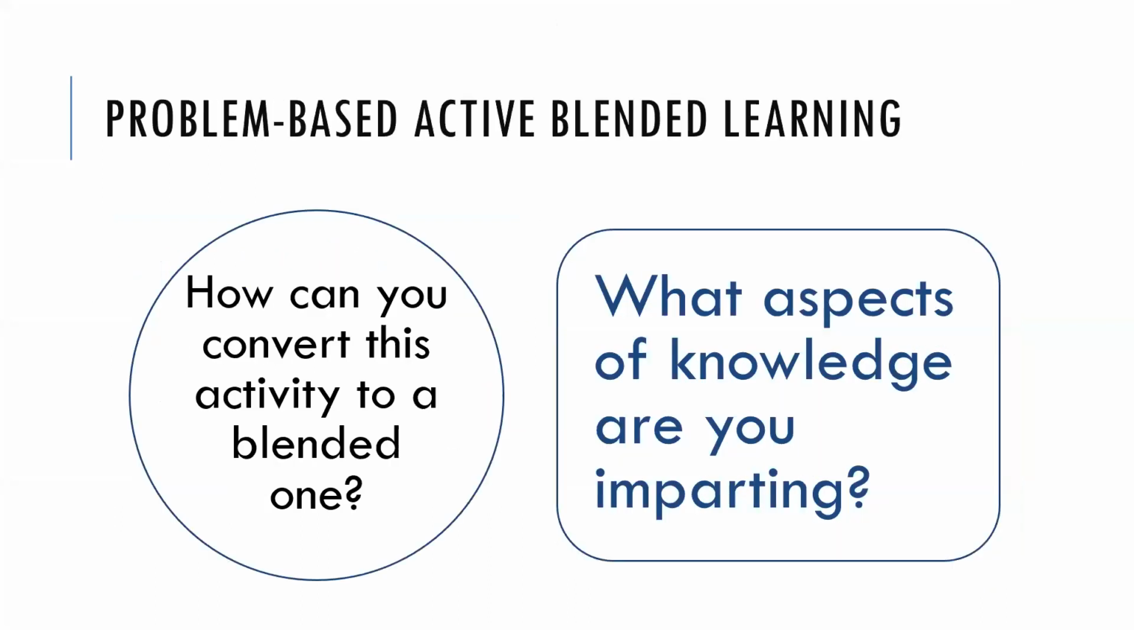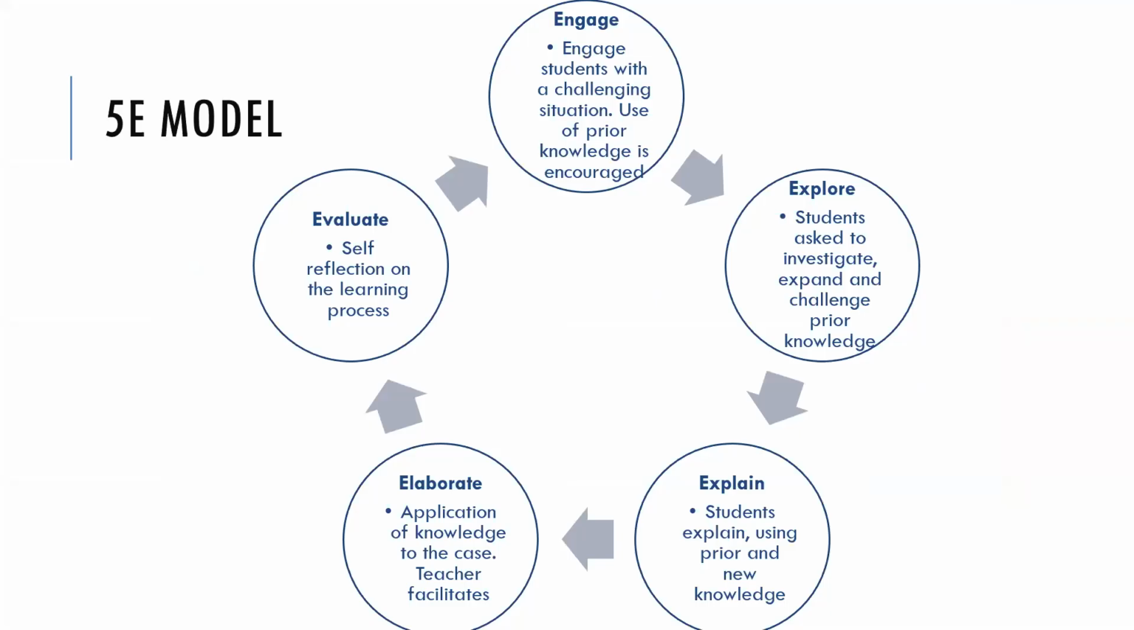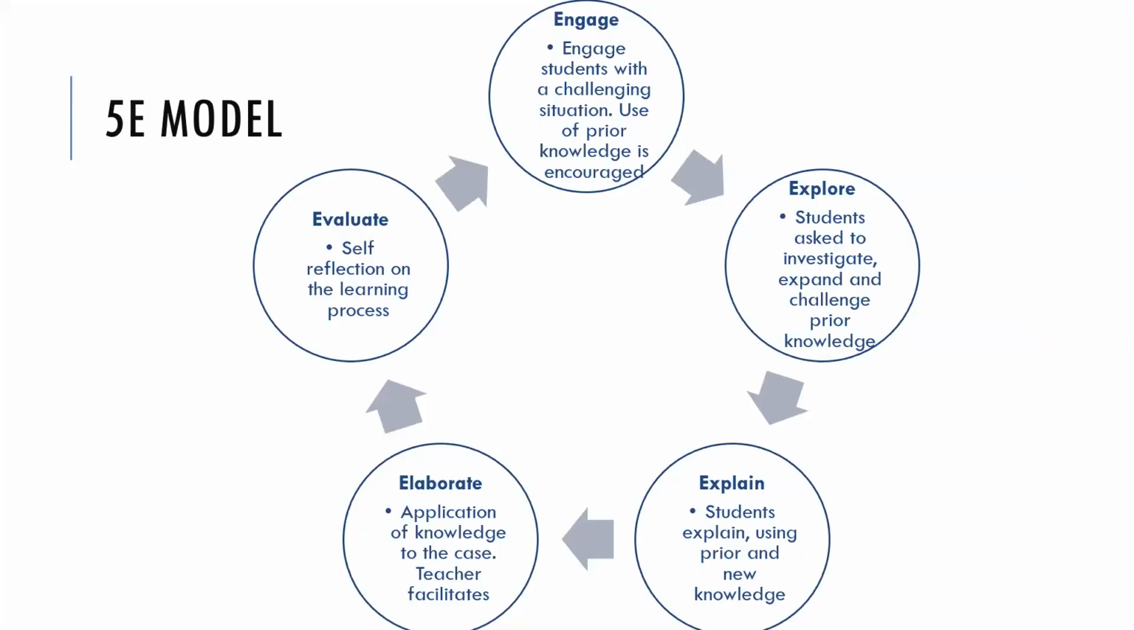So you have 20 minutes from now, sorry, to discuss. Group one is going to look at environment. Group two is going to look at food. Group three is health. Group four, socio-cultural. When you go in, look at what your group is. If not, I will remind you. But I've given you this. So start exploring. Start asking the questions. Start investigating so that you know about Earth's things, what it's going to be like in the ship.